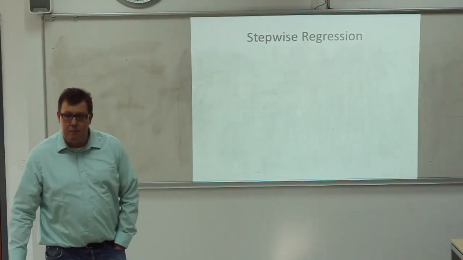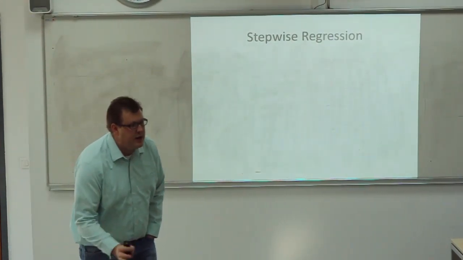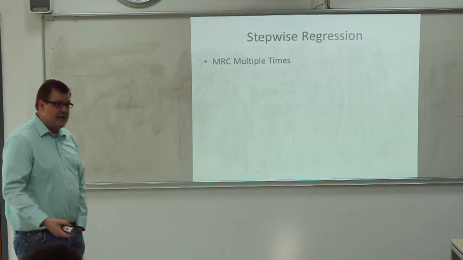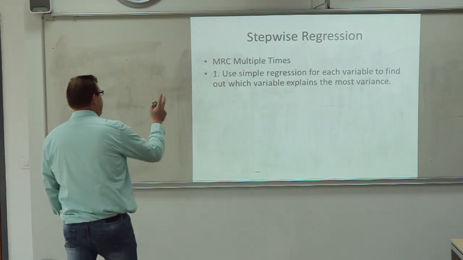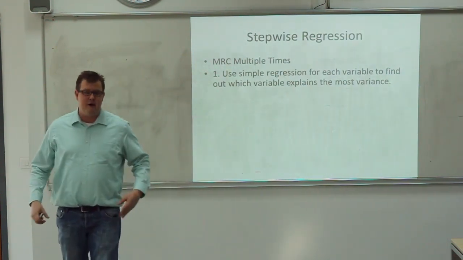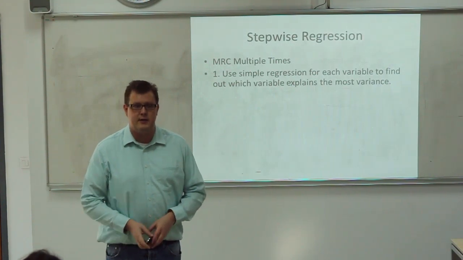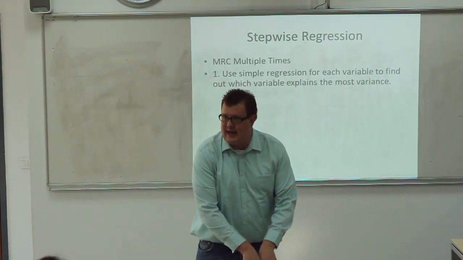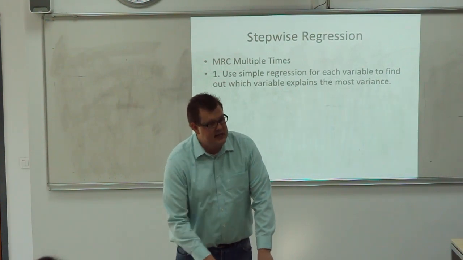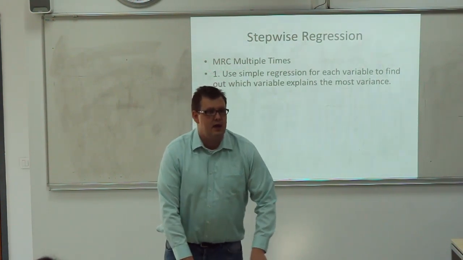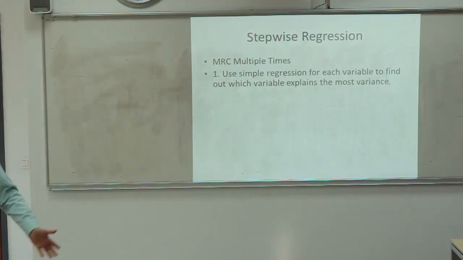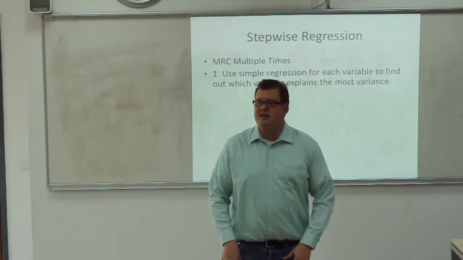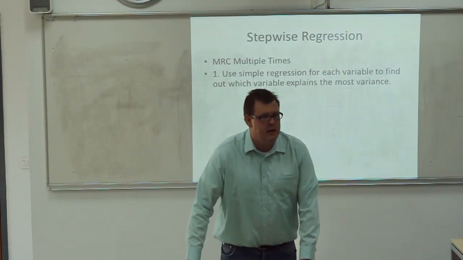So one solution to get around this is known as stepwise regression. Stepwise in the sense that you're going to go through a bunch of steps. Basically what you're going to do is a multiple regression analysis multiple times. So let's start with the simple regression for each variable to find out which variable explains the most variance. We'll try to predict test 2 scores from test 1 scores and see how significantly that predicts. Then we'll do the same thing for our homework average, and for all of the variables that we could potentially be interested in.